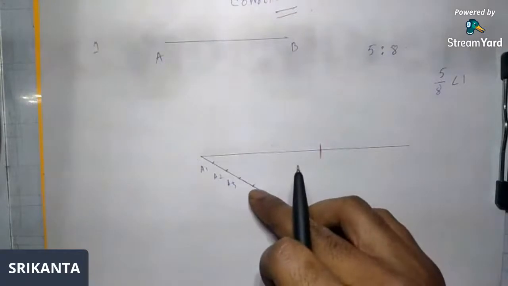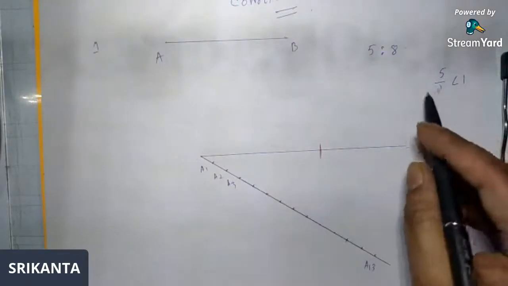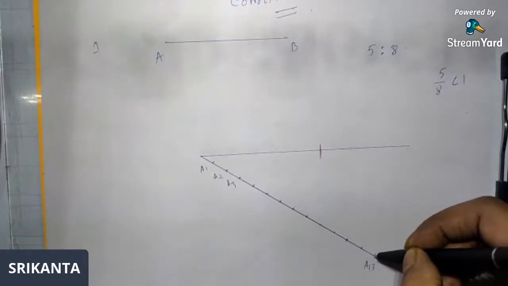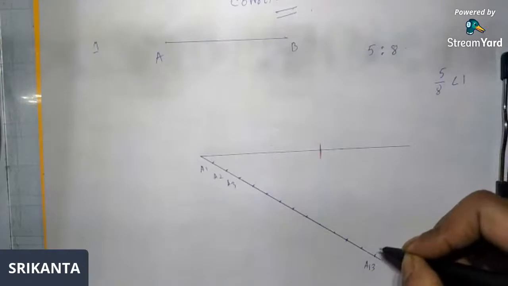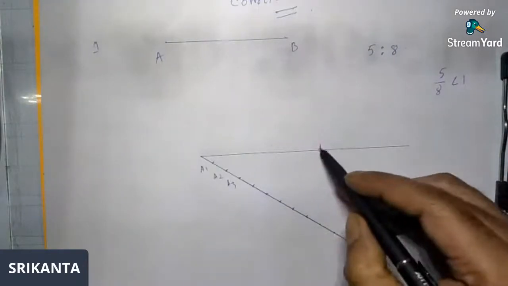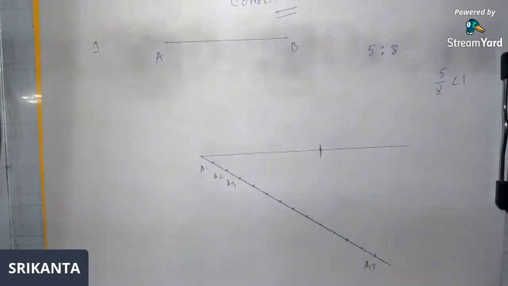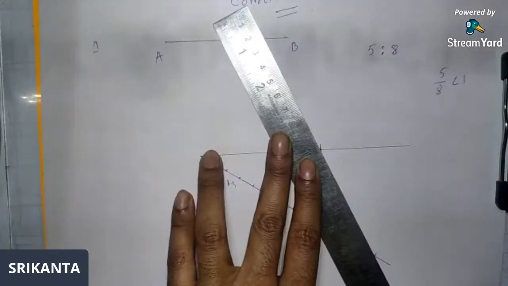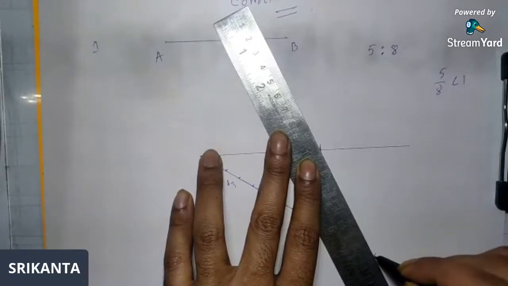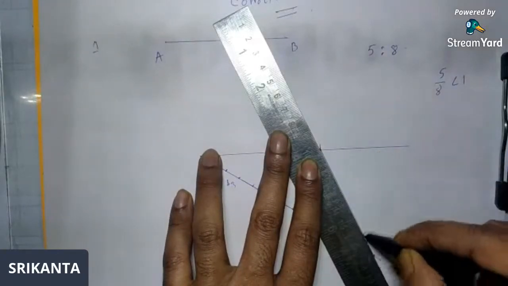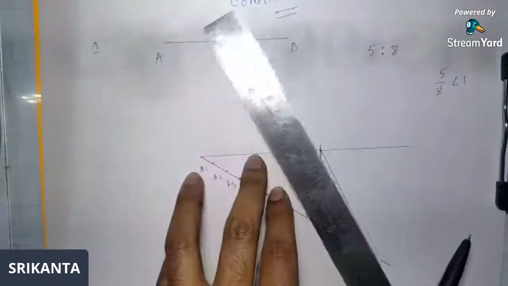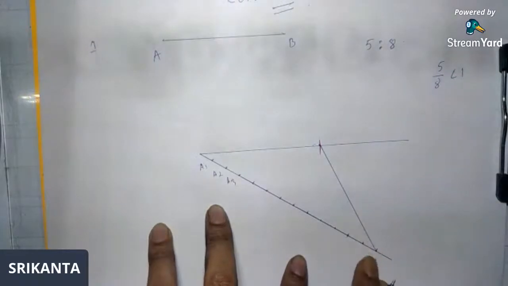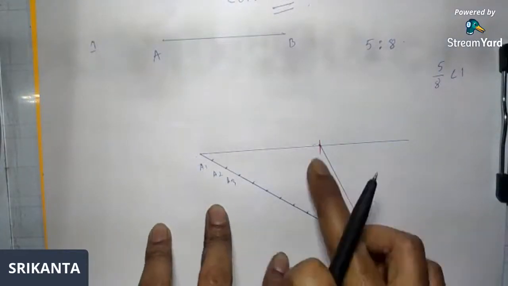Remember, if the ratio is less than 1, you have to join this, whatever, 5 plus 8, 13, so this 13th point with it. So let us join this 13th point with it. Joined. So this part you need to remember. When the ratio is less than 1, you join the end point, that means the 13th point, with it.